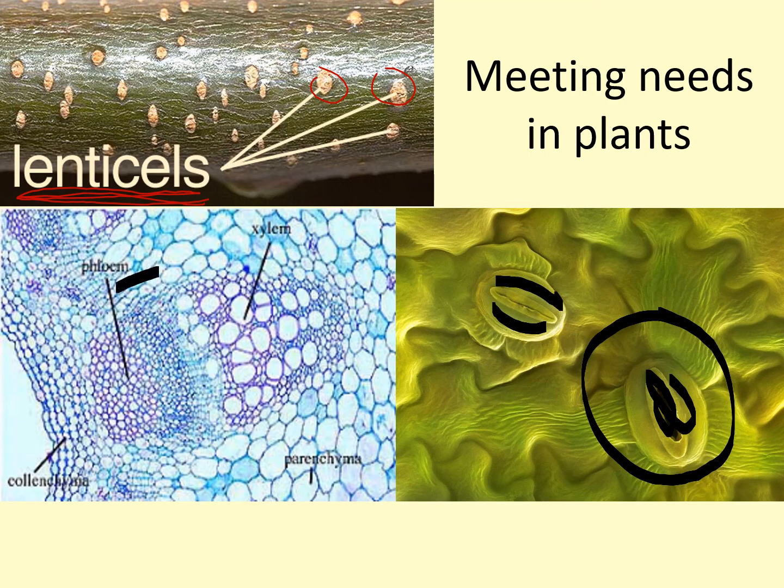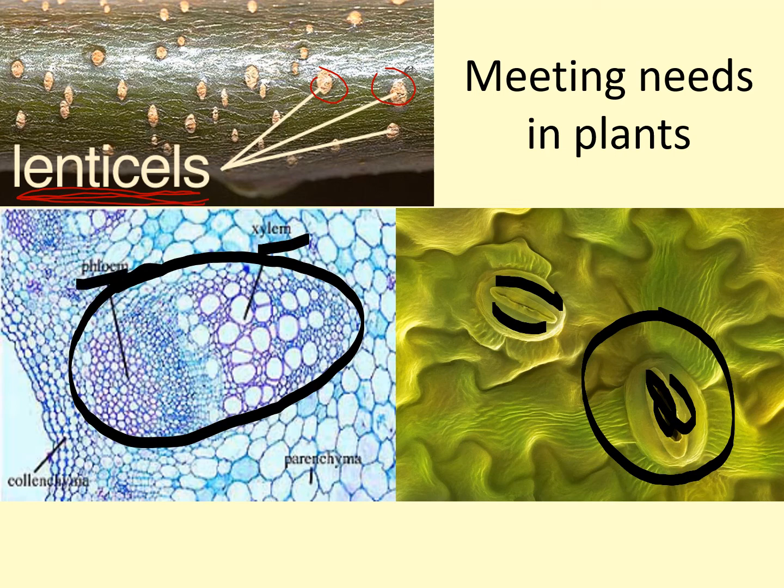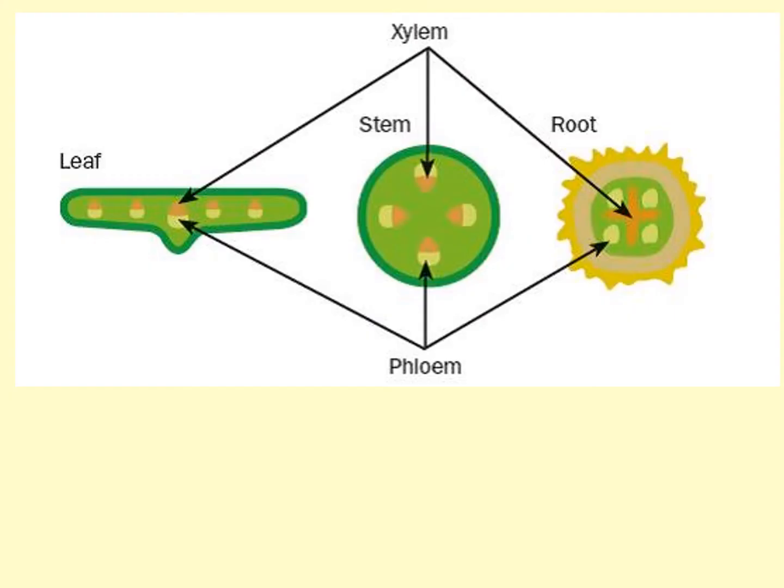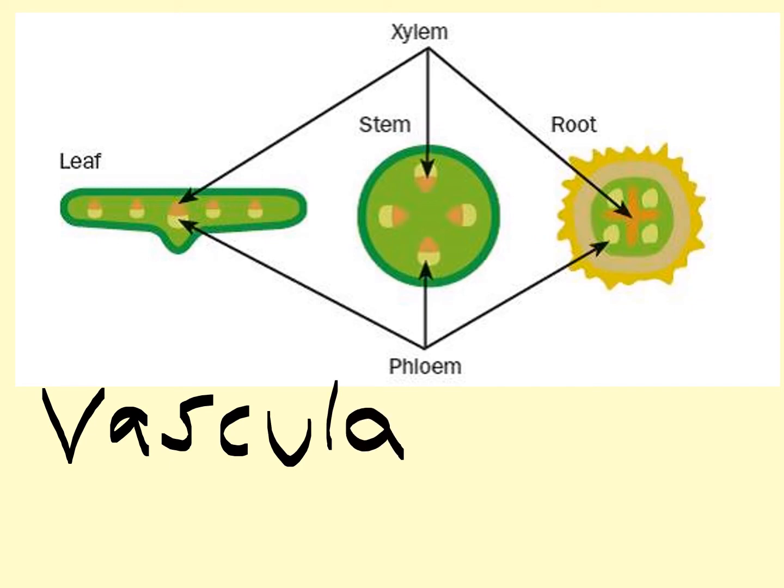So now we're going to focus on these things. This is a vascular bundle. Xylem and phloem tissues make up a vascular bundle. Okay. So this is the arrangement of vascular bundles.